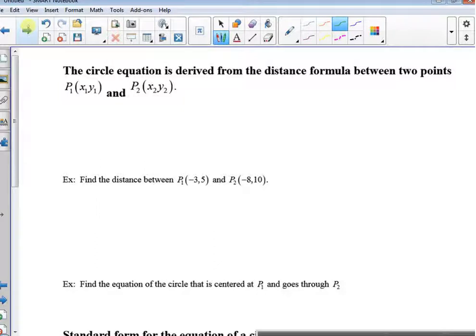So, I'm going to say that P1 is the center. Okay? So this is the center. So x1 is basically h, and y1 is basically k. And then P2 is just a point. So if I am looking for the distance from the center to the point, I'm looking for the distance P1, P2.